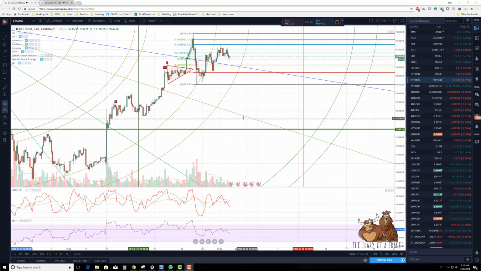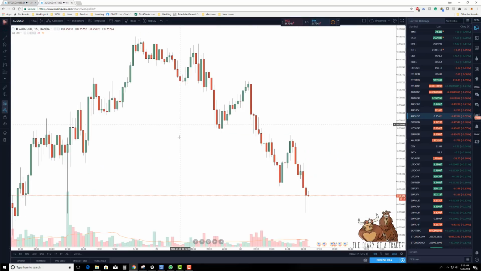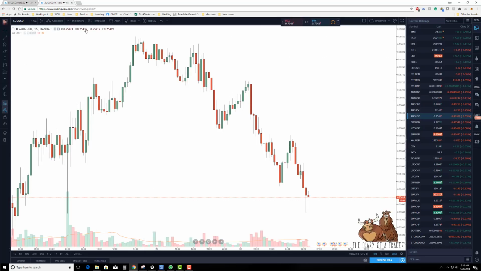Today we're going to go over moving averages and identify what they are, how they work, how they should be applied to your trading, and how not to use them. So we're going to start with the brand new chart. This is the Aussie dollar, US dollar forex pair.